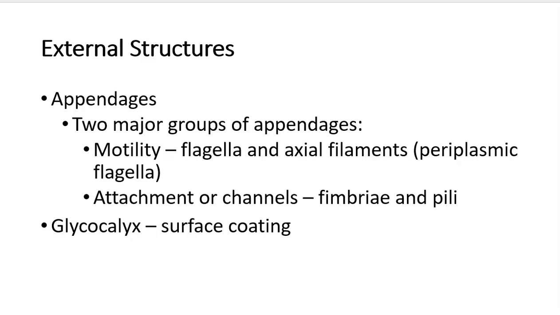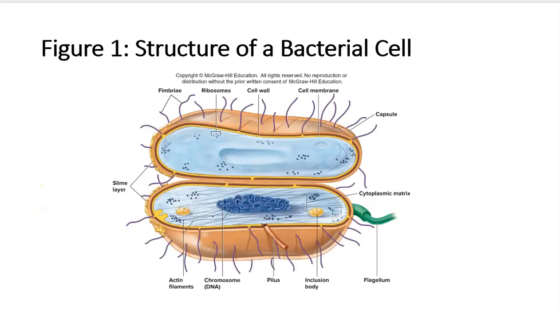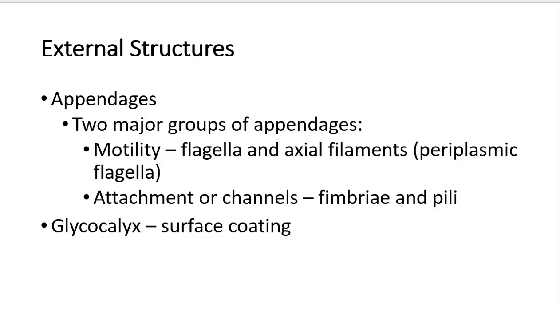Now, they do have appendages that allow them to move. Some of them are non-motile, but some of them can move. They can move using a flagella, which is a whip-like motion, or they may have attachments called fimbriae and pili. We'll talk about that, but they look slightly different. You can see the little fimbriae hanging off. They're like little hairs. And some of them have a surface coating called a glycocalyx. We'll talk about that in a few minutes.